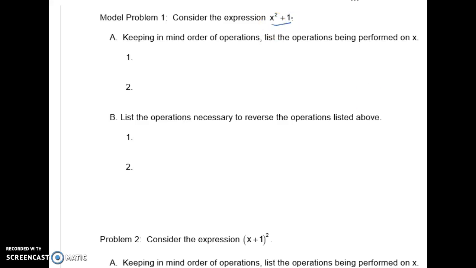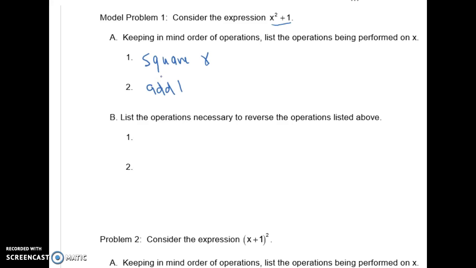Keeping in mind the order of operations, we want to figure out what happened to x and in the correct order. So first of all, I want to just read that. It says x squared plus 1. So what I think happened is we first squared x, and then we added 1. And that would give us our expression.